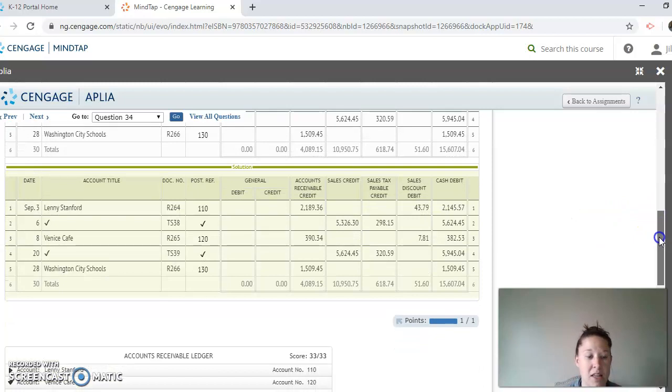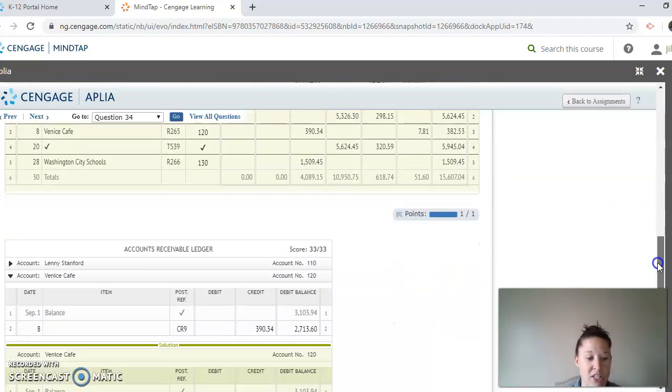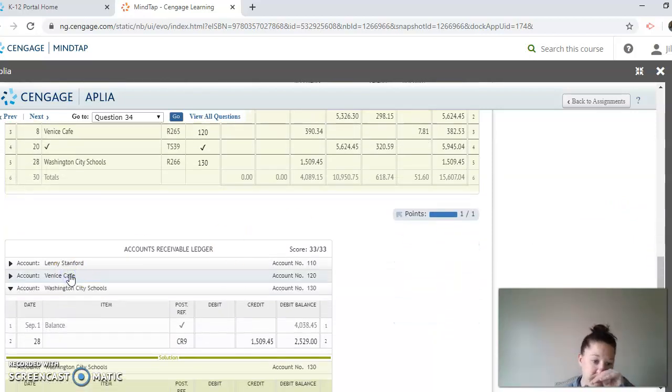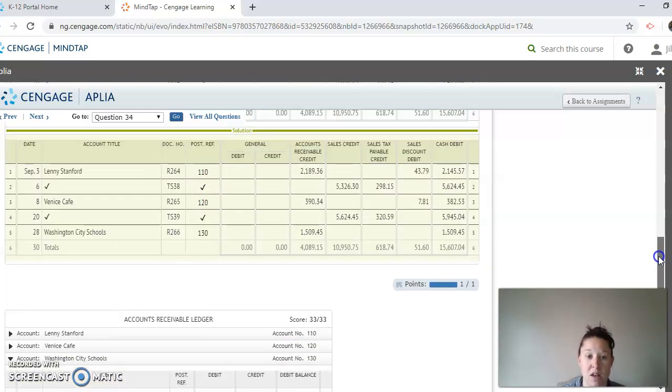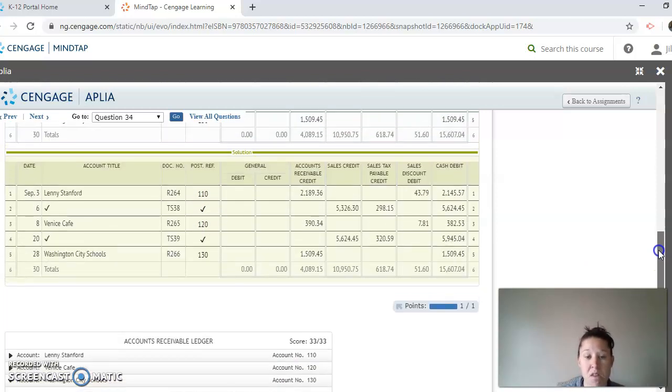And then on the 28th, we have Washington City Schools. So on the 28th from cash receipts journal, page 9, crediting, all accounts receivables are credited, $1,509.45. Debit and a credit, we're going to subtract. So our updated balance is $2,529, and then we put 130 back up into the post reference.